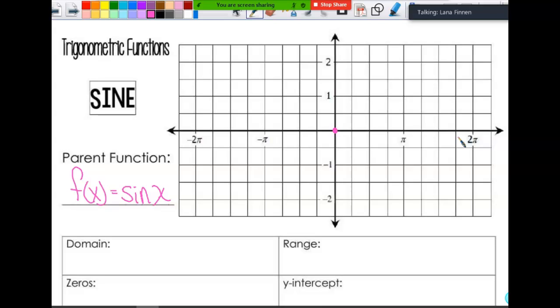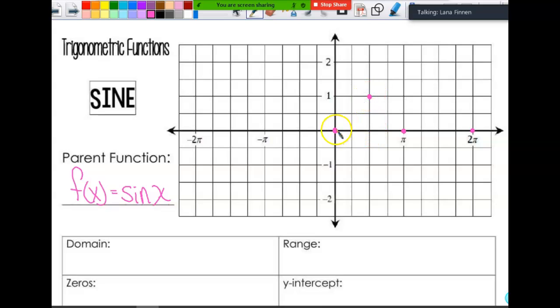When else between 0 and 2 pi is the sine value 0? At pi. And when else? At 2 pi, okay? So at 0, pi, and 2 pi, that's when sine is 0, right? Because it's right there on the x-axis. Okay, so halfway between 0 and pi is pi halves. What is the sine of pi halves? 1. So I'm going to plot 1.